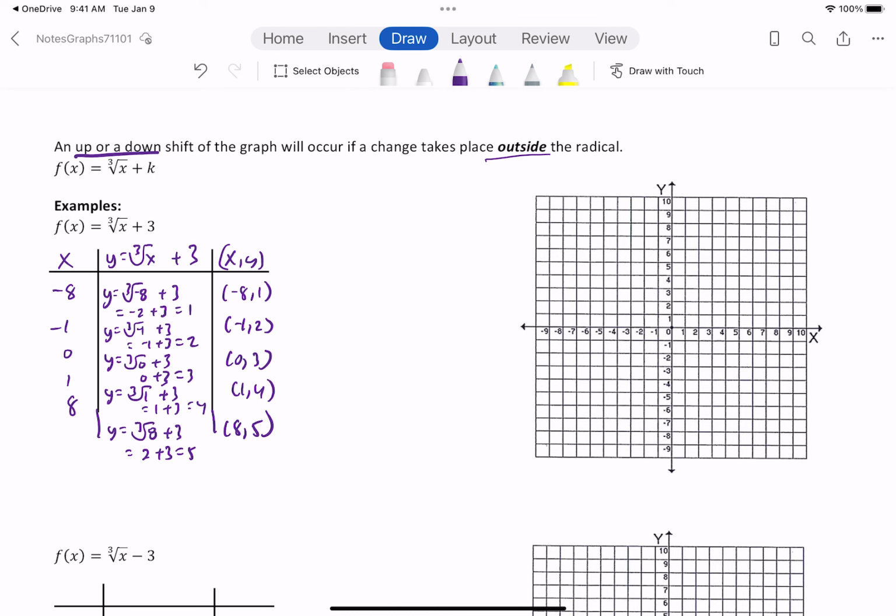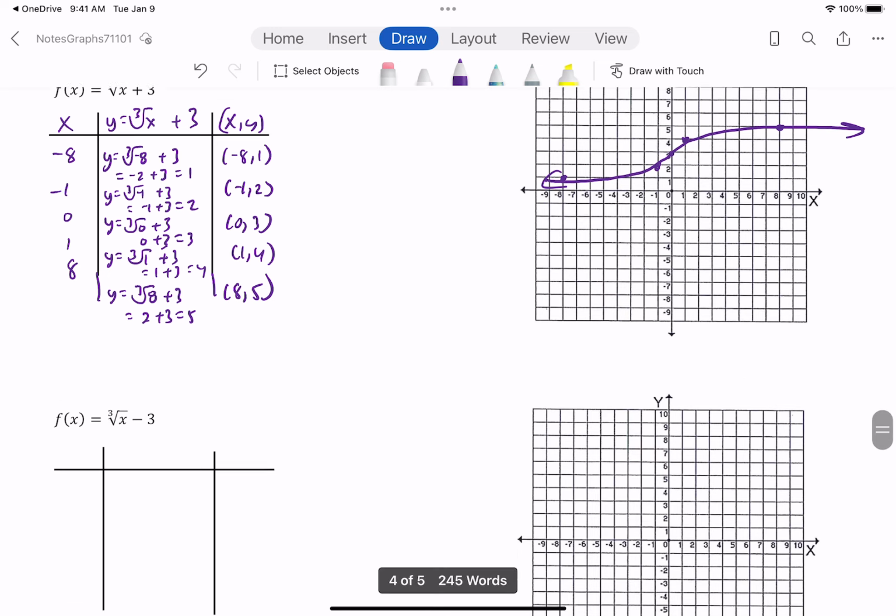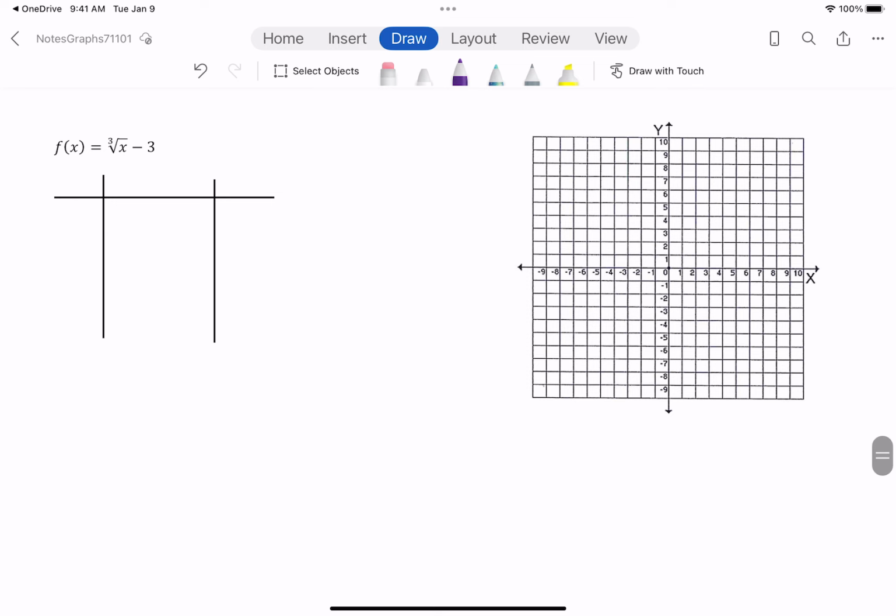Alright, so we got negative 8, 1, negative 1, 2, 0, 3, 1, 4, and 8, 5. Then we're just going to connect them again. Alright, one more of these. We can still just choose our normal perfect cube values because only the x is under the root.